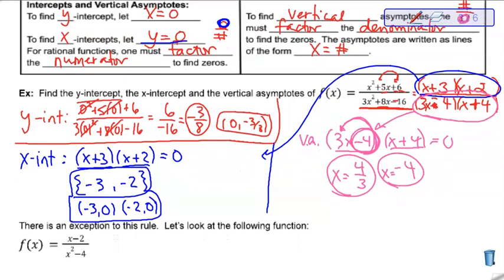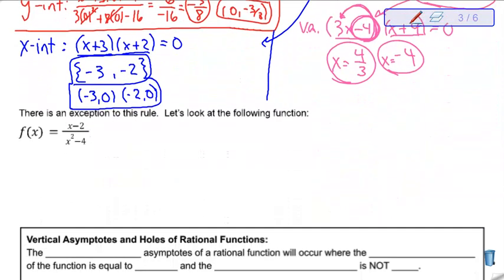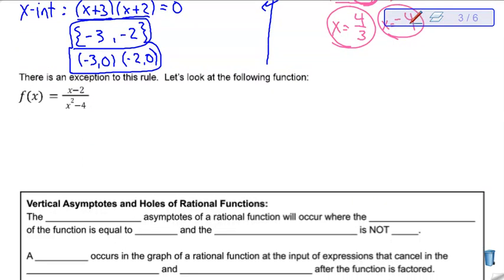Now, you can say possibly there's an exception to every rule. Sometimes there is, sometimes there's not. But here, there is. There is an exception to this rule. I'm going to look at this function, and I'm going to factor the top and bottom. Unfortunately, the factoring of the top can't happen because it's already factored down. But on the bottom, we actually have a difference of 2 squares, which yields a factoring of x minus 2 and x plus 2. So you should know that from factoring.